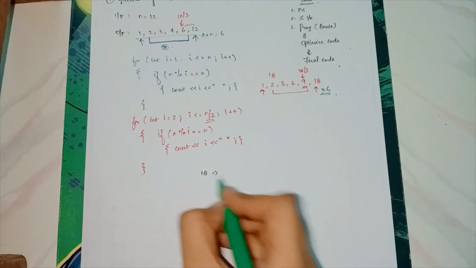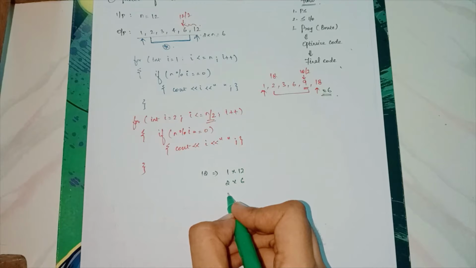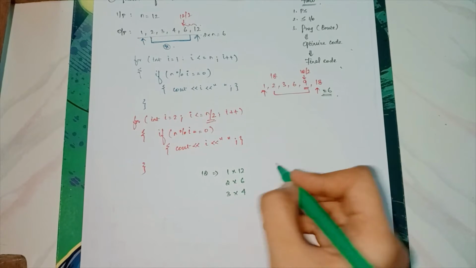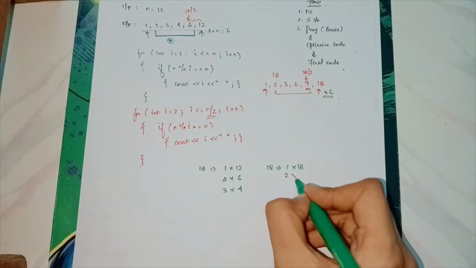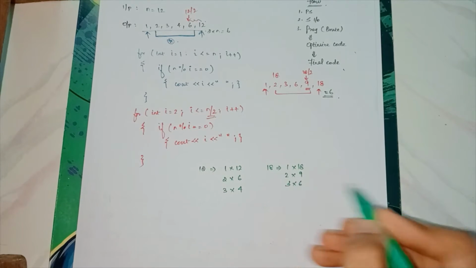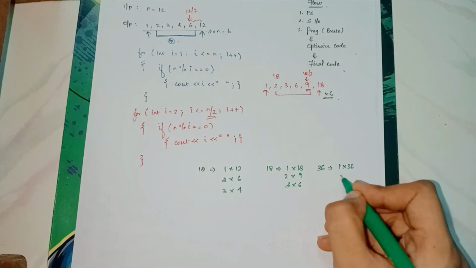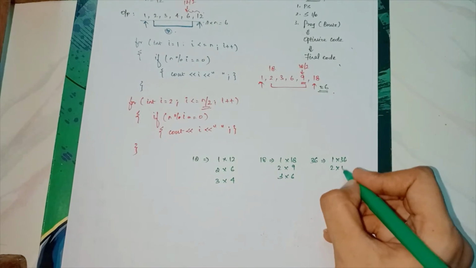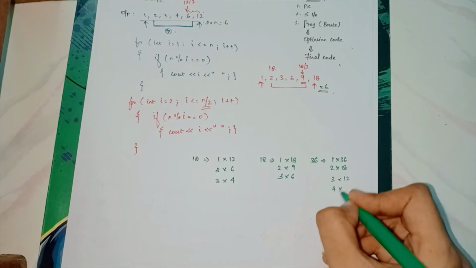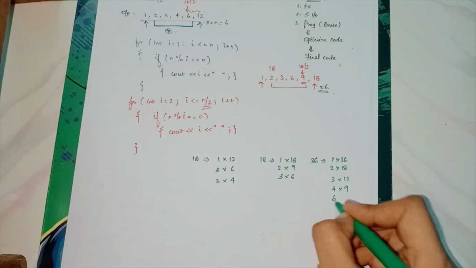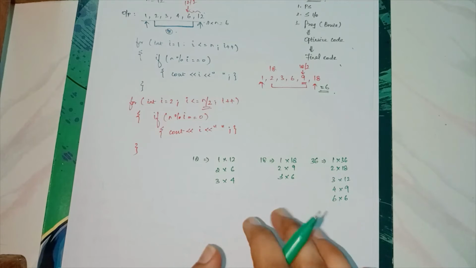12 can be written as 1 cross 12, 2 cross 6, and then 3 cross 4, right? Similarly, 18 can be written as 1 cross 18, 2 cross 9, 3 cross 6. Let's take one more. 36 can be written as 1 cross 36, 2 cross 18, 3 cross 12, 4 cross 9, and then 6 cross 6. So this is how a trained brain will actually write it.